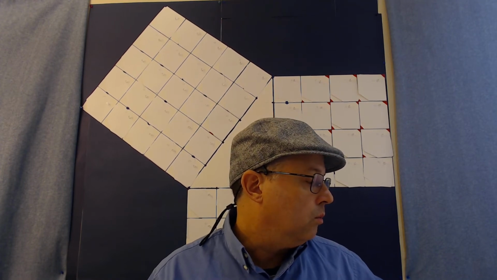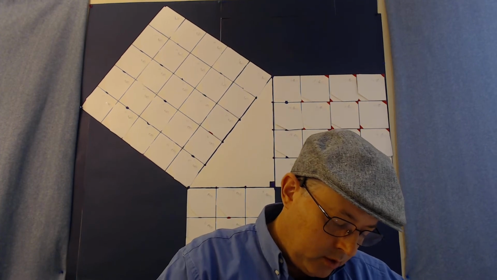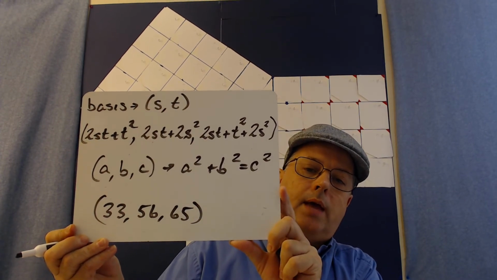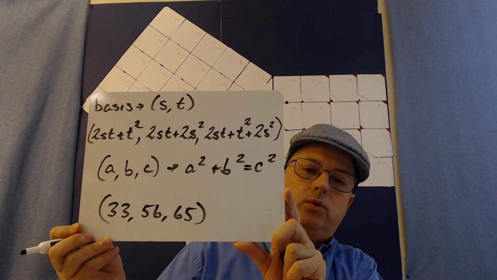And one of the Pythagorean triples that we generated in that example was 33, 56, 65. Okay, so that's what was happening in the previous videos.